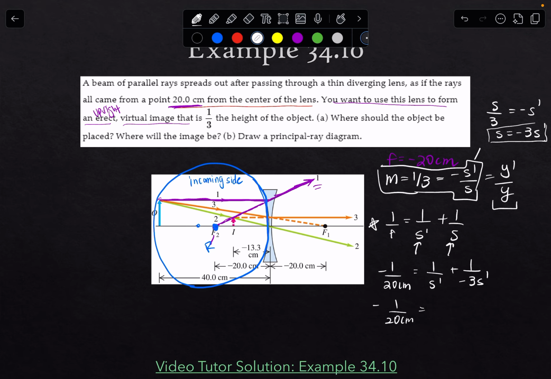So what's the easiest way to do this? We could just do 3 here. So 3 minus 1 over 3s prime. Right? 1/2 minus 1/3 is 2/3. Yep. So now we can solve for s prime. So s prime is going to be negative 3 over 2 times 20 centimeters.